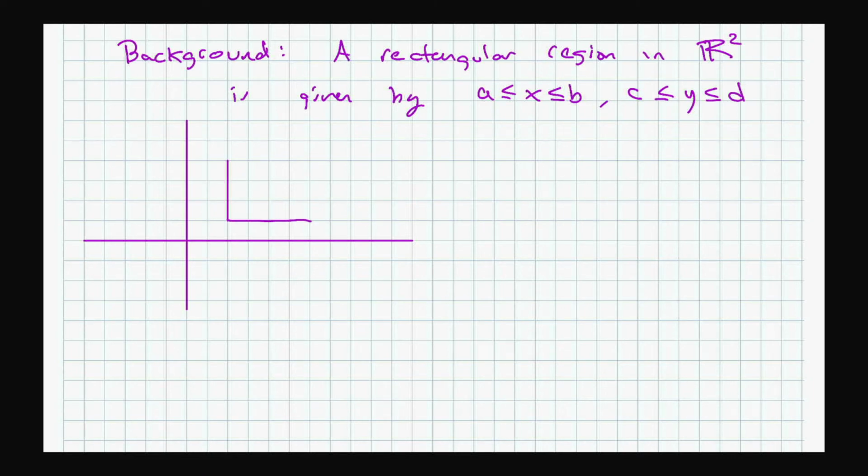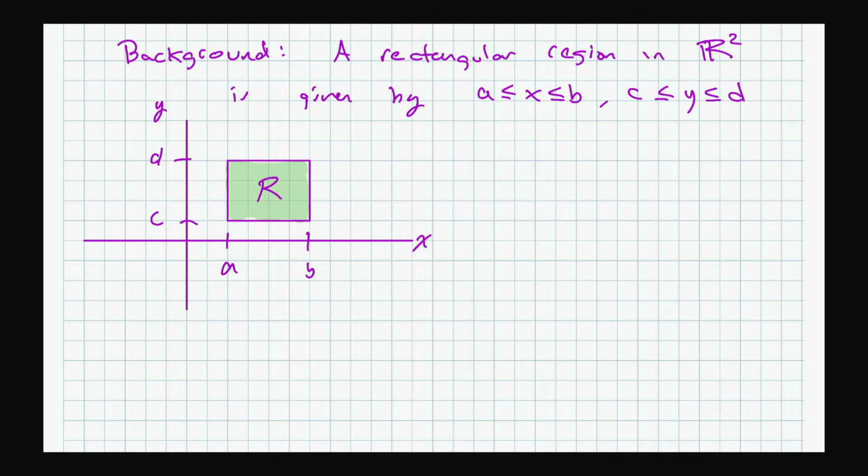I should have drawn the entire rectangle, but I didn't, so now I have to draw all 4 lines. So you just have an A and a B and a C and a D. And then your region R is the region that's in there. So that's a rectangular region, R, in the XY plane.